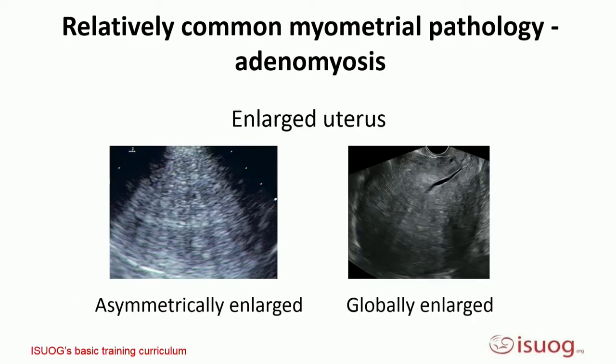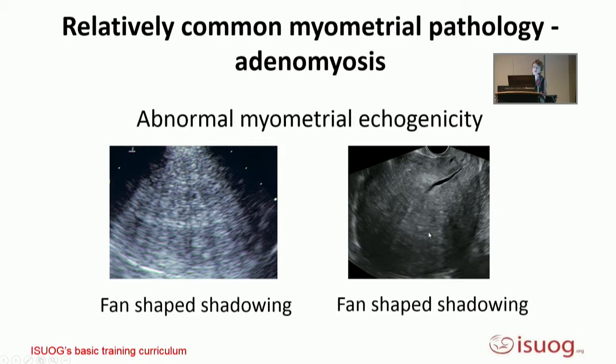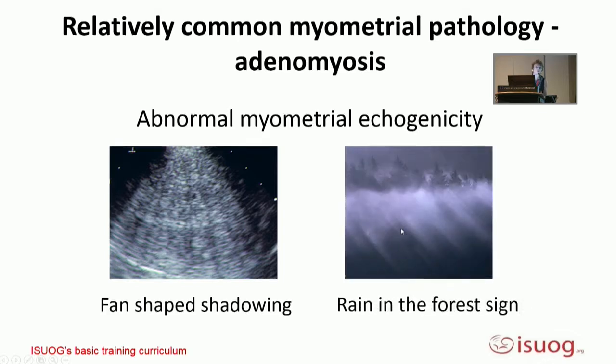So these are ultrasound images of an enlarged uterus. This is a sagittal section through the uterus. This is the endometrium, and you can see that the anterior wall of the uterus is thicker than the posterior wall. It is an asymmetrically enlarged uterus, and this is a globally enlarged uterus. These images also illustrate fan-shaped shadowing, stripes of shadows, and this sign is also called the rain in the forest sign.